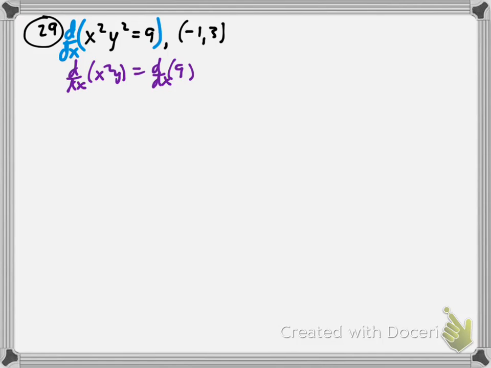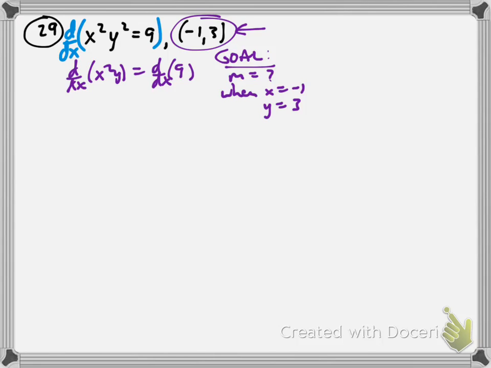But anyway, why are we doing this? Our goal is to find the slope. Our goal is the slope when x is -1 and y is 3, because that's what this says up here. We have this equation and a point on the particular curve, and we want to find the slope of the tangent line at that point, because once we have the point, we just need the slope to come up with the equation of the tangent line.